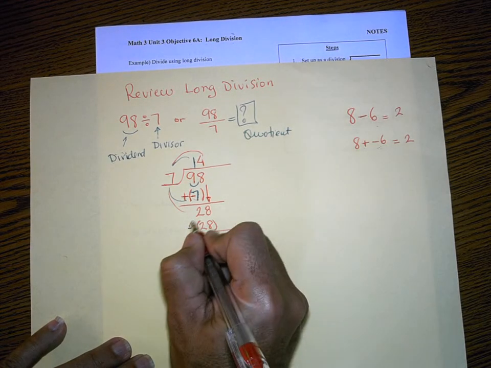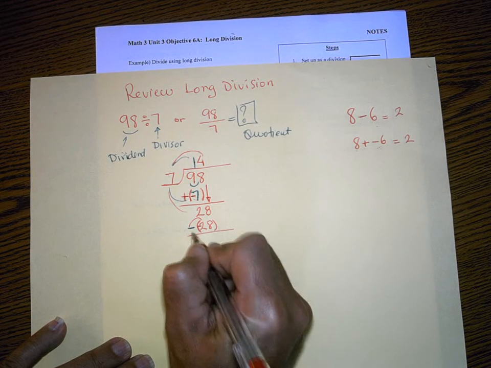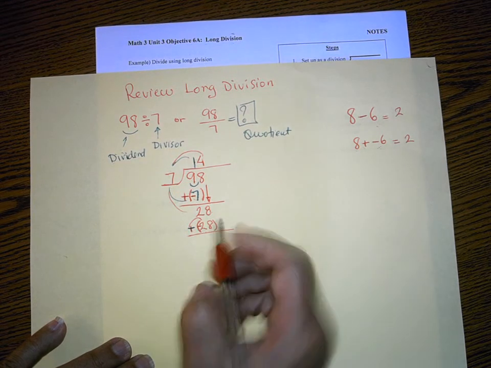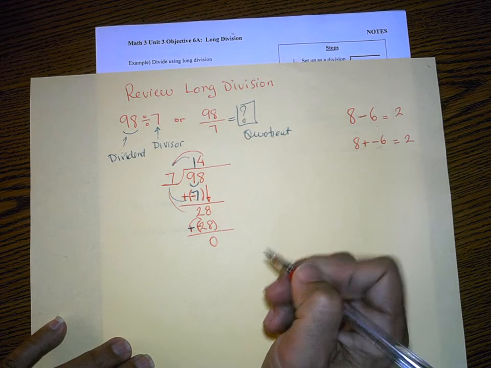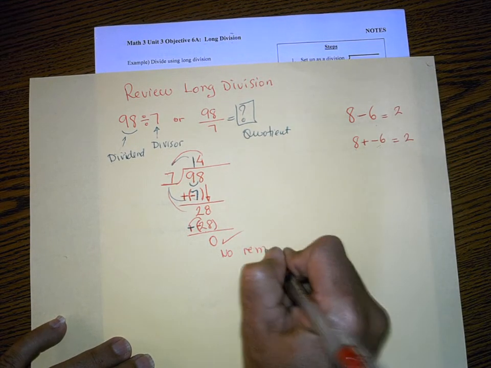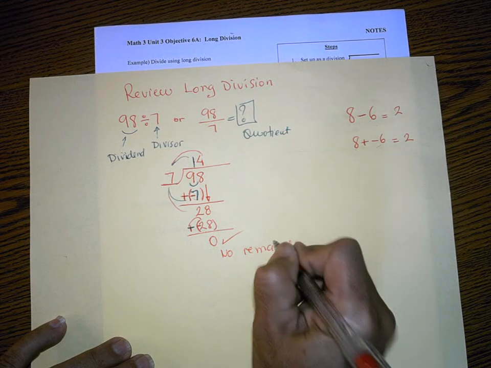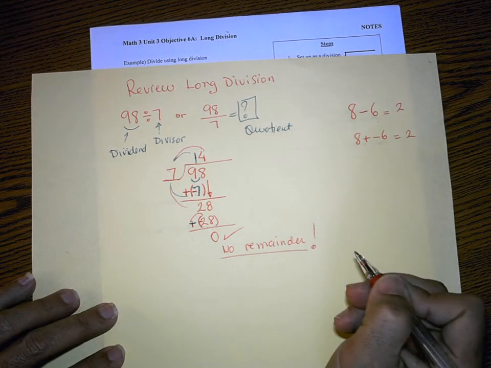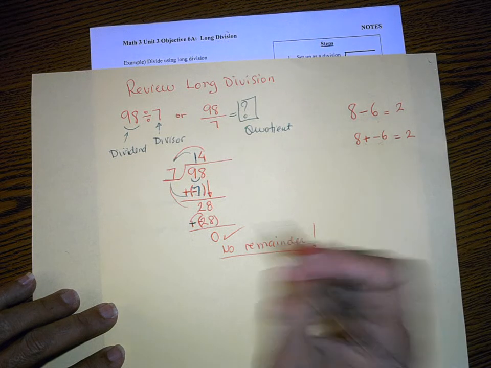I'm going to distribute that negative to the 28, and I'm going to say 28 plus a negative 28 is 0. So it works. We got no remainder. Okay? There's no remainder. What does it mean when there's no remainder?